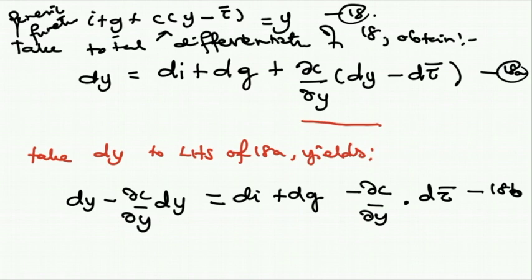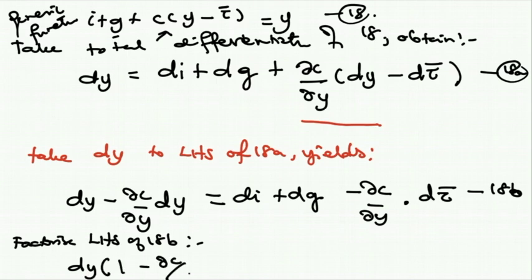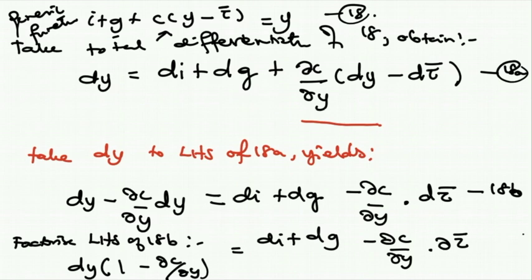Now what do we need to do now? Okay, if you look at this 18b here, you can see on the left hand side of this 18b we have a common factor, and this is just basic maths in the high school, and this common factor is dy, isn't it? So all we need to do is factorize the left hand side of 18b. So when we factorize it, we can come up with this. dy in bracket 1 minus delta c over delta y. And on the right hand side, we have this. di plus dg minus delta c over delta y times d tau, isn't it? Now let's call this one 18c. Okay, is it clear?